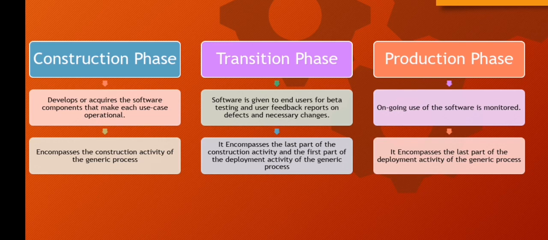So this phase is more of testing the software, if it meets the needs of the client. And lastly, we have the production phase. The production phase is the ongoing use of software monitored, or monitoring the software. So it encompasses the last part of deployment activity of the generic process.